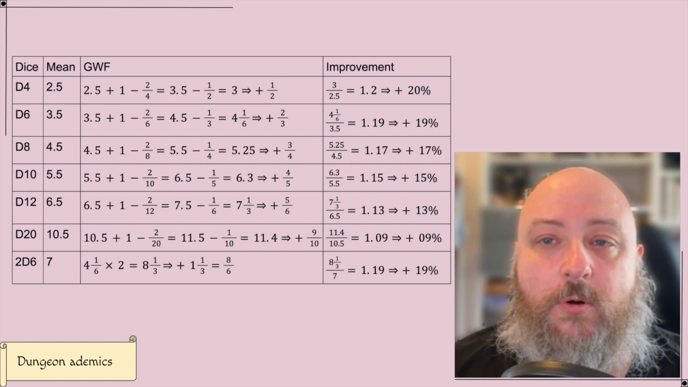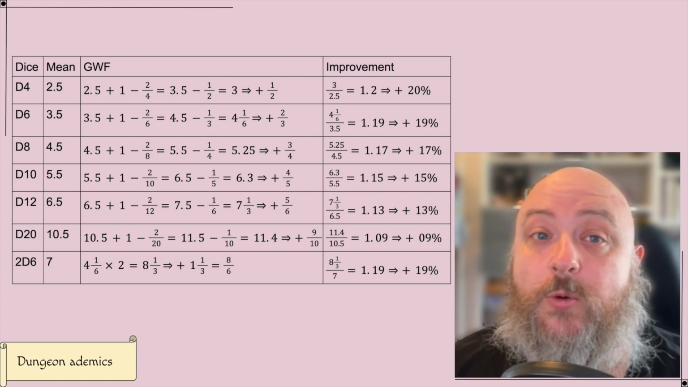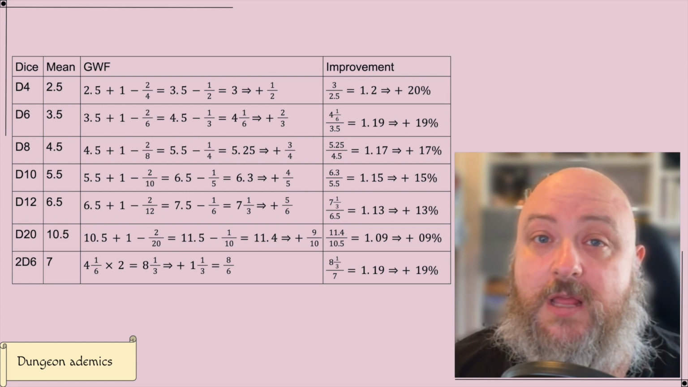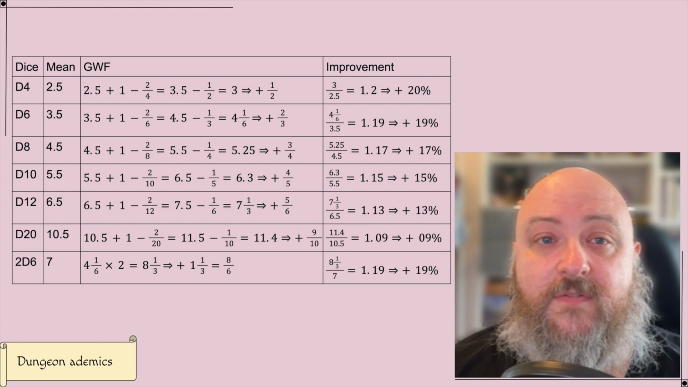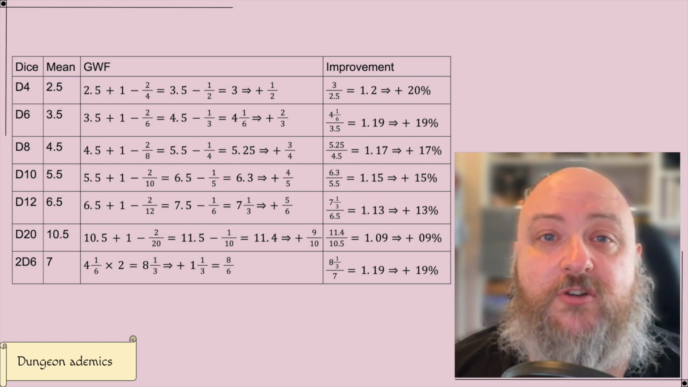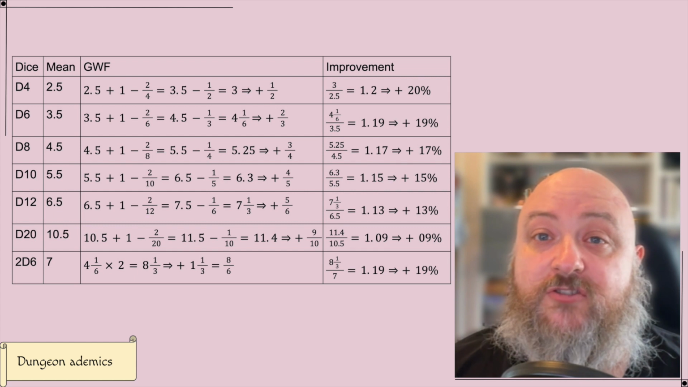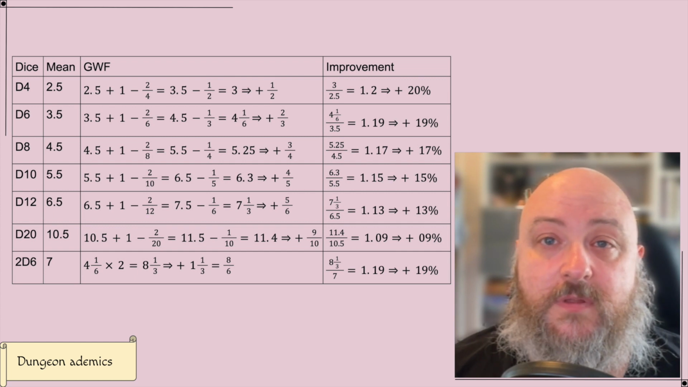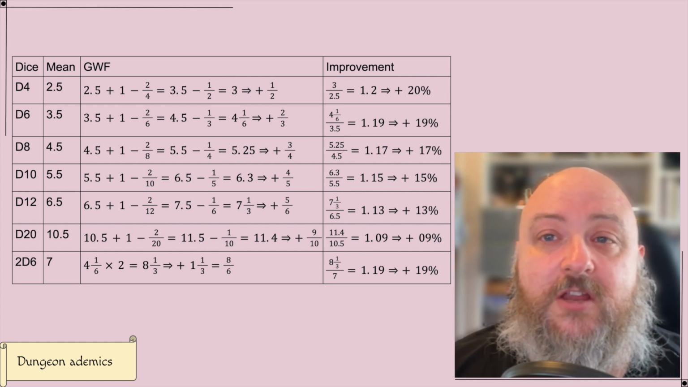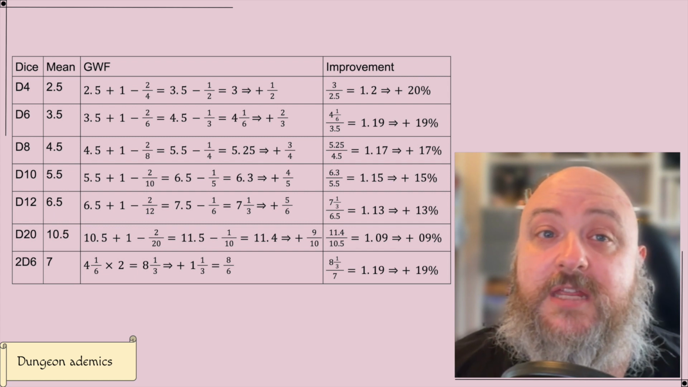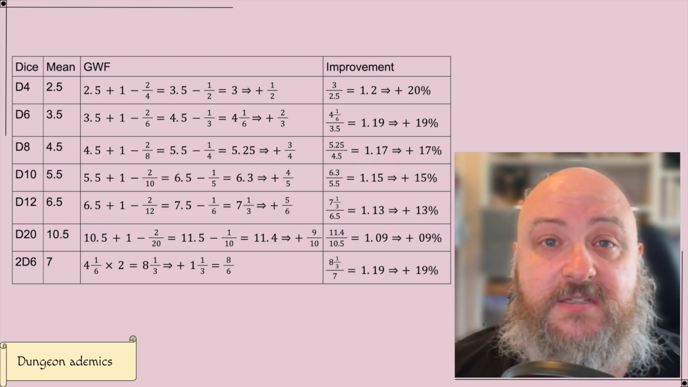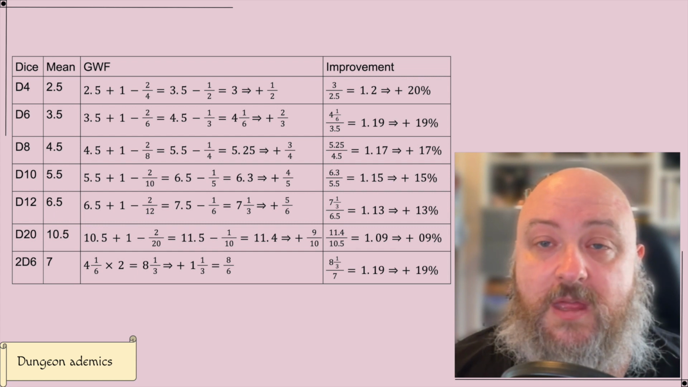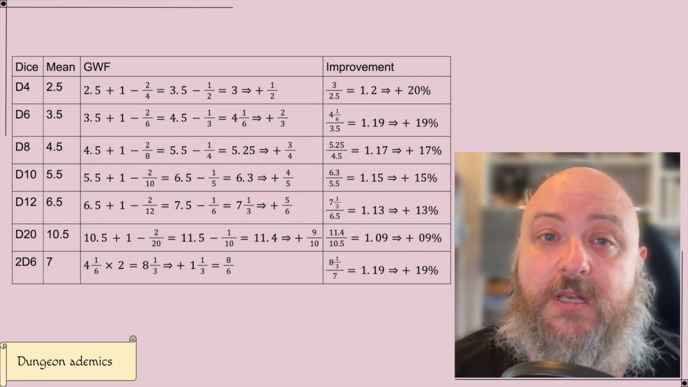The largest proportional increase is for a d4, a 20% increase in damage, but only half a point boost, from 2.5 to 3. A d12 would have a much larger absolute increase, an extra 5/6 damage, but this is a much smaller proportional damage, only a boost of 13%. 2d6 damage would get an increase of 4/3, about 19% more, showing that 2d6 gets a better boost than d12. In general, more smaller dice gets a better increase than fewer larger dice.